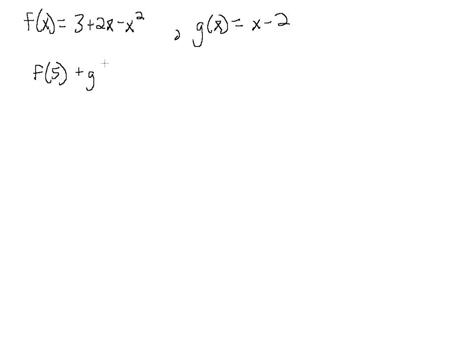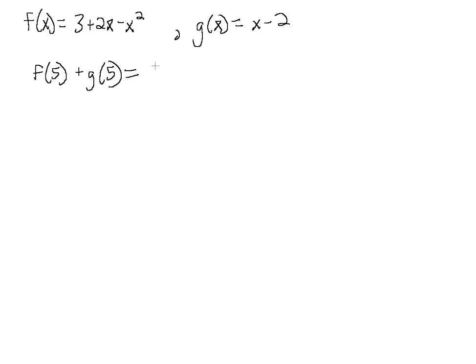plus g of 5. And this is something that we actually haven't done before, adding functions, but we know how to evaluate individual functions at a given value. All we simply do is plug in 5 for x everywhere we see it in our f of x function, and 5 for x everywhere we see it in our g of x function. All we're simply going to do is combine those two evaluations. So let's go ahead and do that.